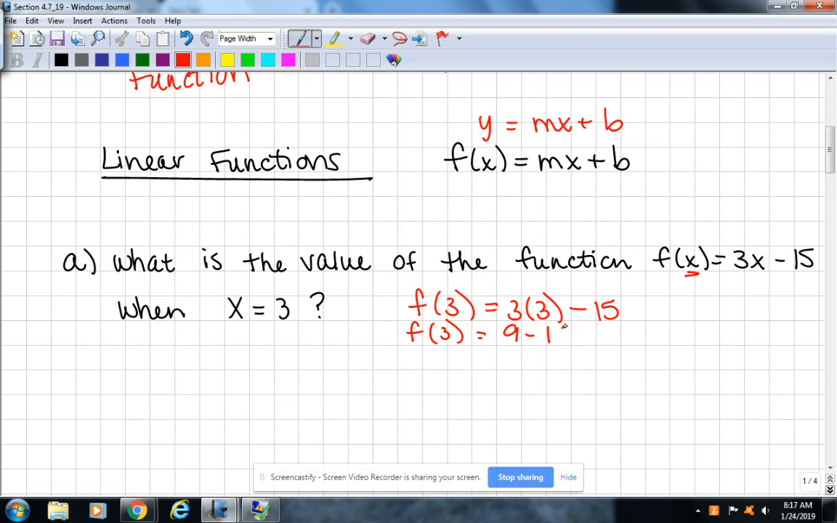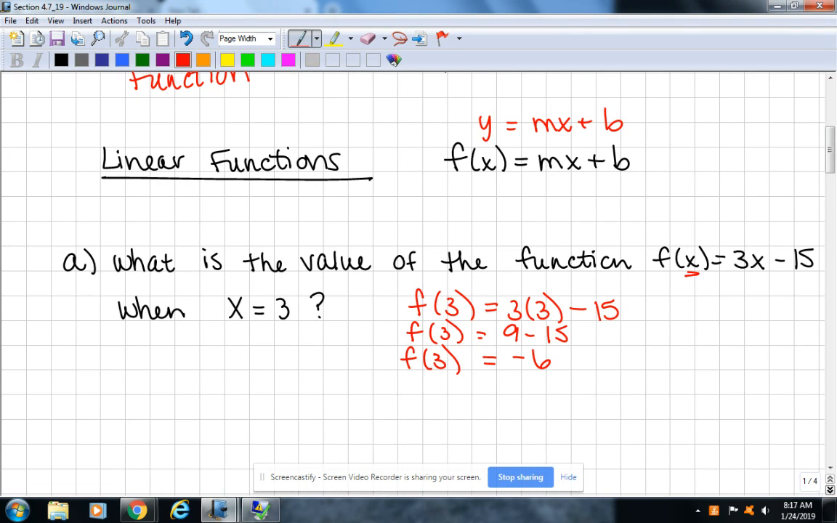9 minus 15 is -6. So this function, when x equals 3, is at -6. So another way to say it: the y value when x equals 3 is -6 for this line. So that point, 3, -6 is on this line, if I graphed it with slope-intercept form. So that's what that means.